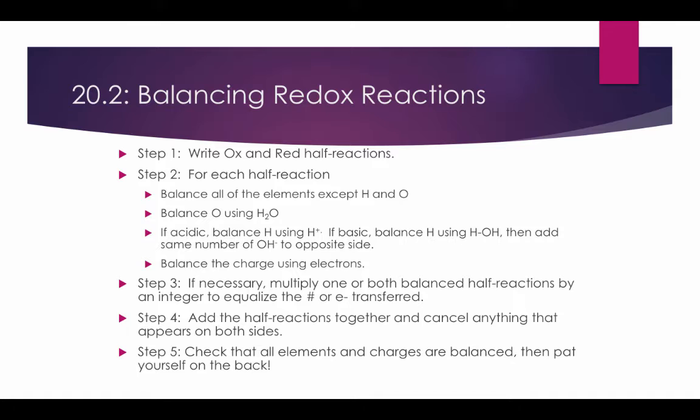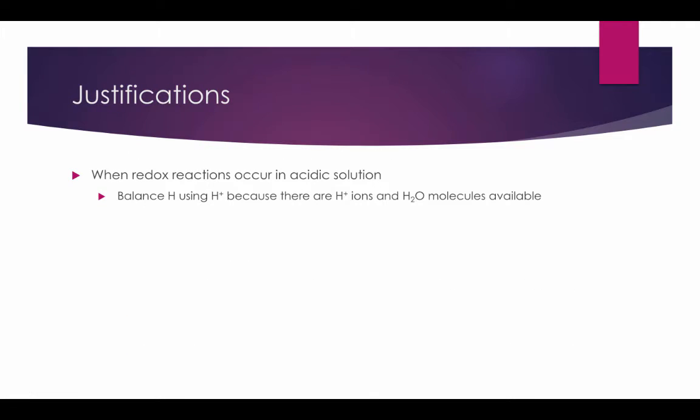Before we look at an example, it's important to note that we use water and H+ in order to balance our half reactions in step 2 here. This isn't just a made-up idea. We can do this because most redox reactions we're going to be looking at will be occurring in acidic solution, meaning there's a supply of H+ ions and water molecules available, and they actually participate in the reaction.